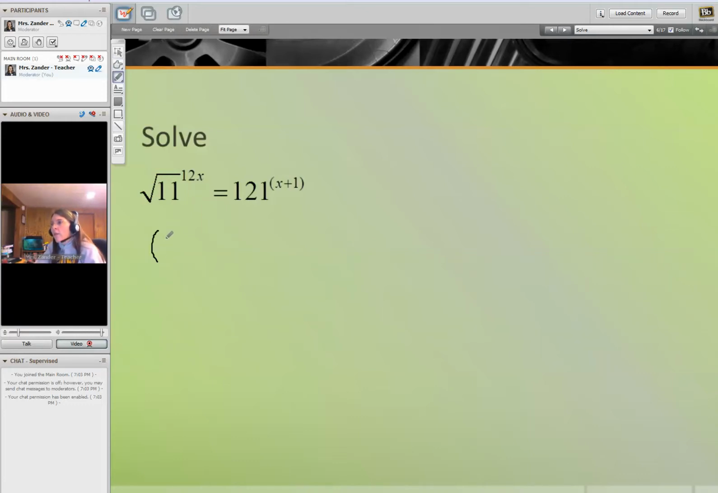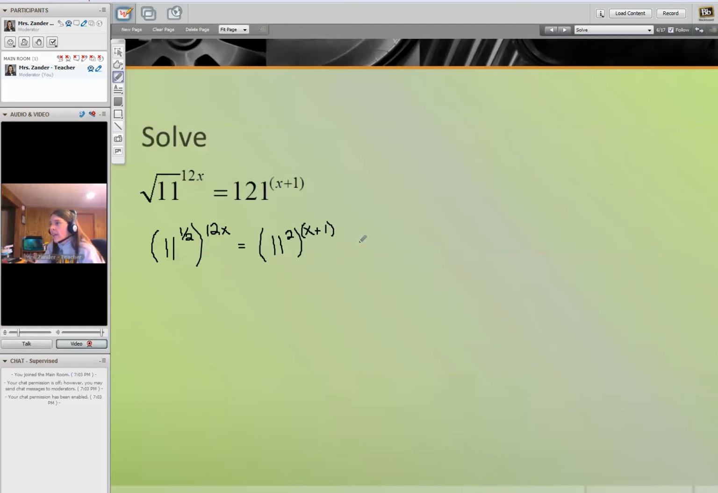Now don't forget that the square root of something is really to the 1/2 power. So the square root of 11 can be written as 11 to the 1/2 power. So all I did here was rewrite the square root of 11 as 11 to the 1/2 power. Notice how the 12x is still kept on the outside of my parentheses. 11 is my base here. I can rewrite 121 so that 11 is the base, and to do that, 11 squared is 121.